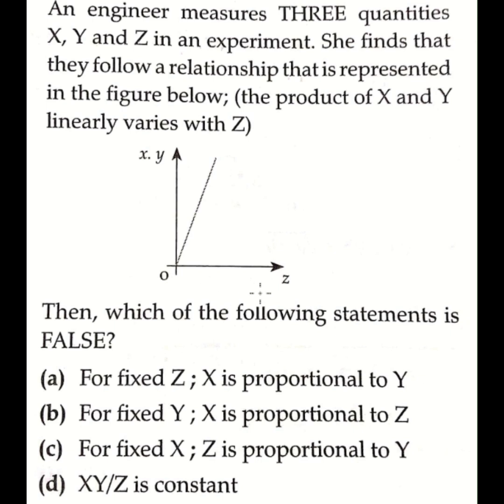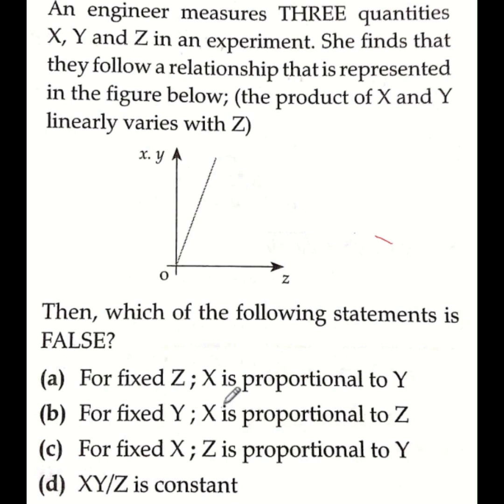So in the x-axis, it is z, and on the y-axis of the graph, it's the product of x and y. So we are asked to find which of the following statements is false.